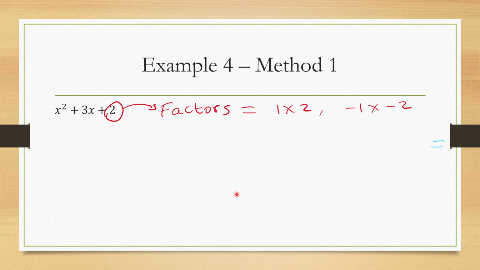So we're going to add these factors up. 1 plus 2 gives 3. Minus 1 plus minus 2 gives minus 3. As you can see, this value here is positive 3. So the factors that we actually need are 1 and 2.